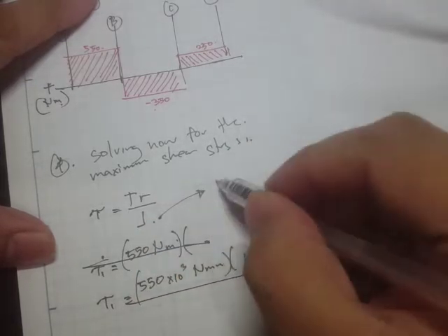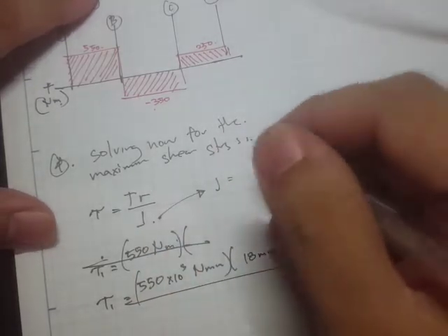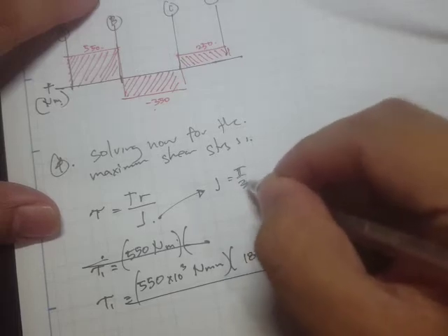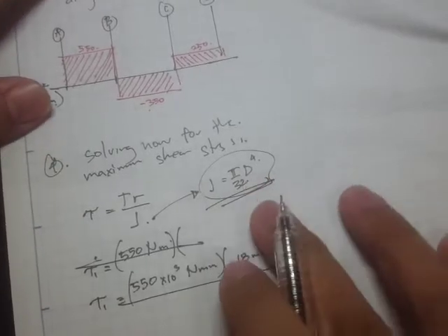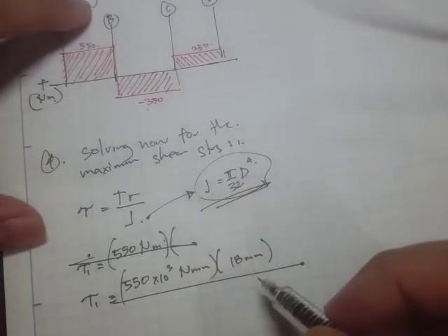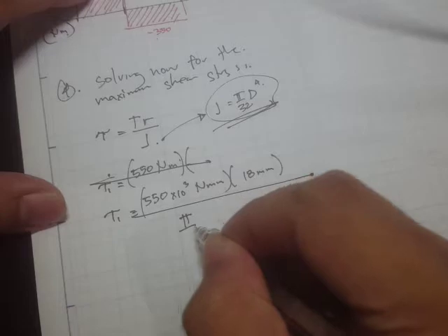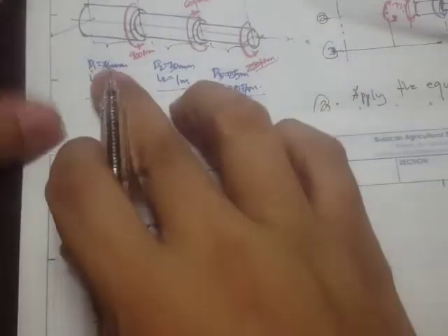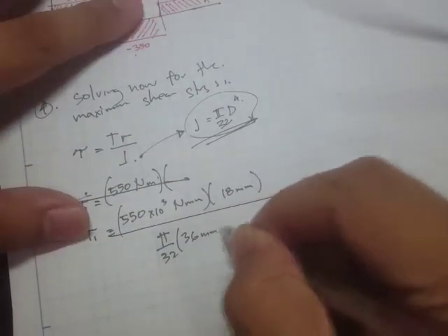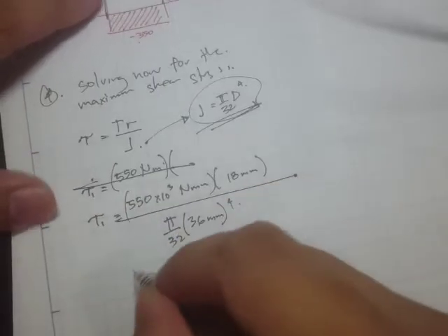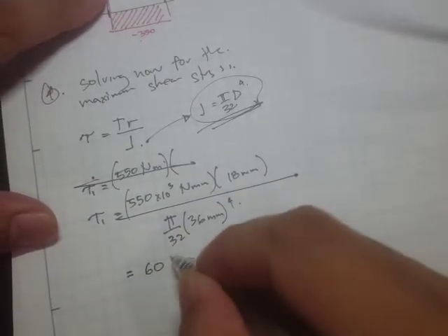And for the J, since this is just a solid shaft, this is pi over 32 times d to the fourth, right? So that's our equation for the polar moment of inertia. So this is pi over 32, then what's the diameter? That's 36, so 36 mm to the fourth, right? And what we get here is 60 megapascals.